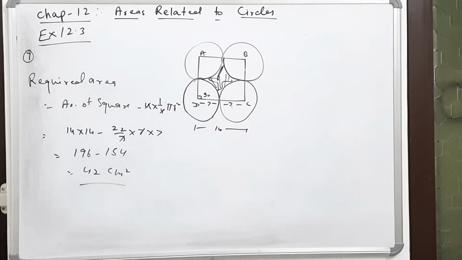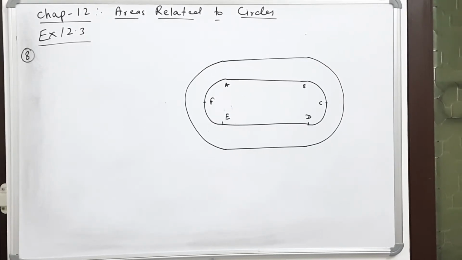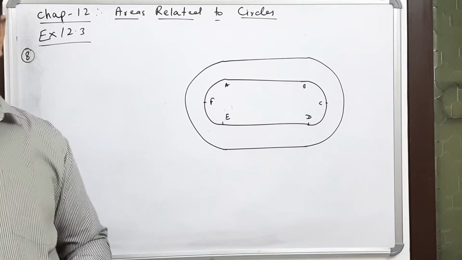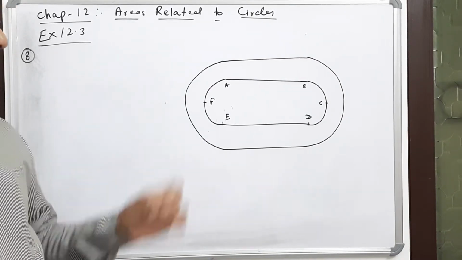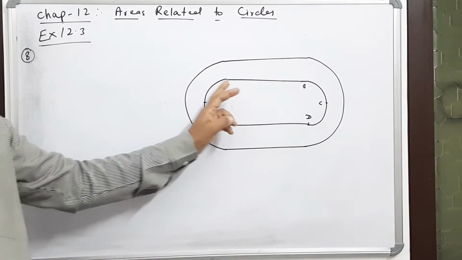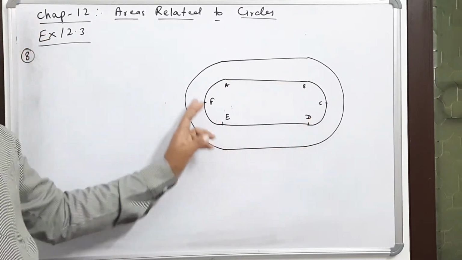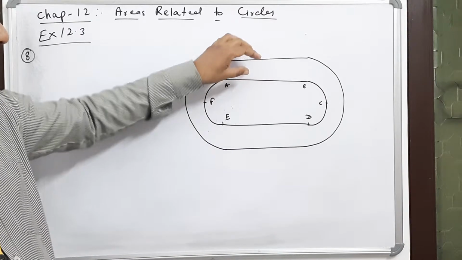I am taking the next problem, which is a little complicated. Please be attentive. Yes, you see this problem. This is one of the important problems and it can be asked in the exam. In this, we have to find the length of the inner track as well as the area of the track.